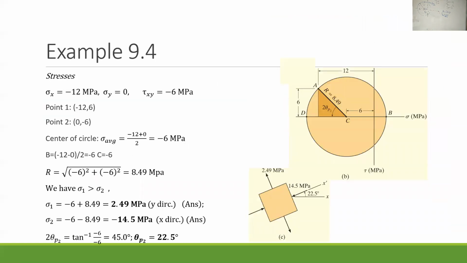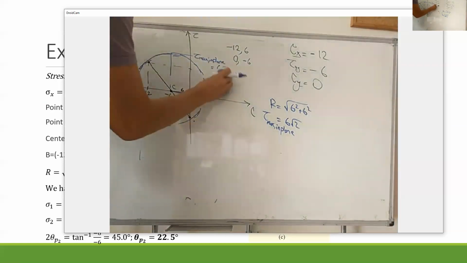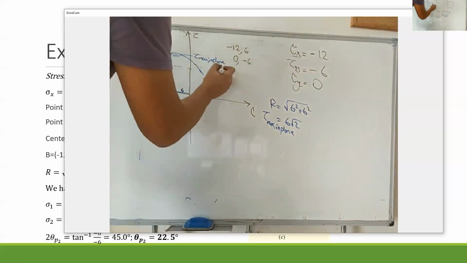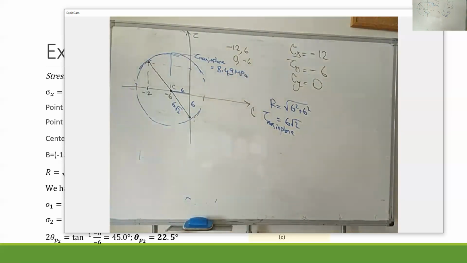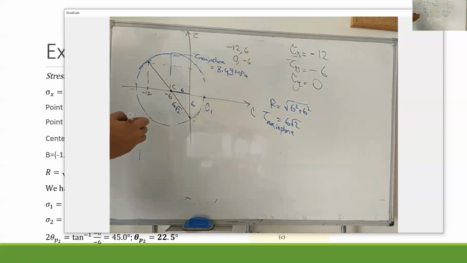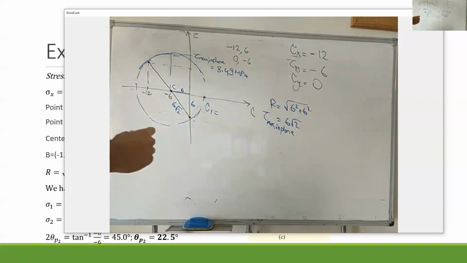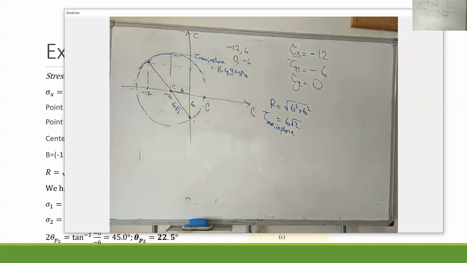6 times 1.414, and I need to find the result. So this is equal to 8.49 megapascal. So this is sigma 1, or I can write sigma 2. It doesn't matter, sigma 1 and sigma 2. I can write it like this, that value is sigma 1. It's up to you which one is sigma 1 and which one is sigma 2.